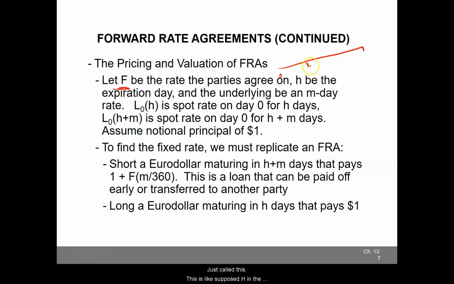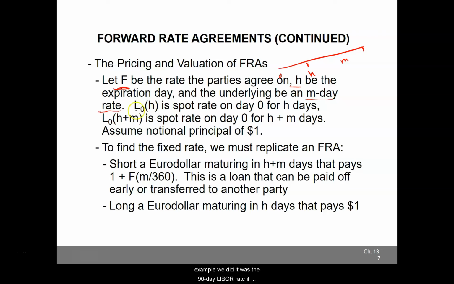So let's just call this period H. In the previous example we did, suppose it was 30, and then the period from H to the end of the loan period, let's call it M. And let's suppose the underlying here is the M day LIBOR rate. In our case it was the 90-day LIBOR rate. So H is the expiration of the contract, and the M day rate is the underlying rate we will use for the payoff calculation. In the previous example we did, it was the 90-day LIBOR.